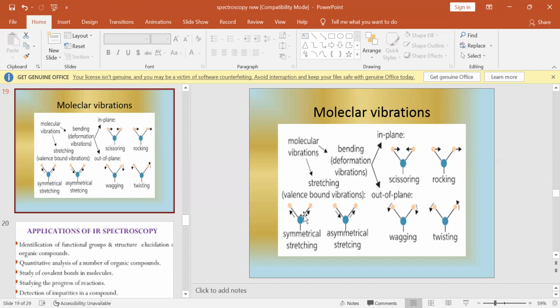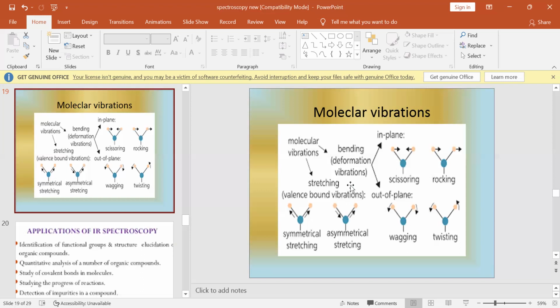Coming to the next one, asymmetric stretching. In this type of stretching, one atom moves towards the central atom, and the other moves away from the central atom. One is coming towards the central atom, one is moving away from the central atom. This type of stretching we call asymmetric stretching.